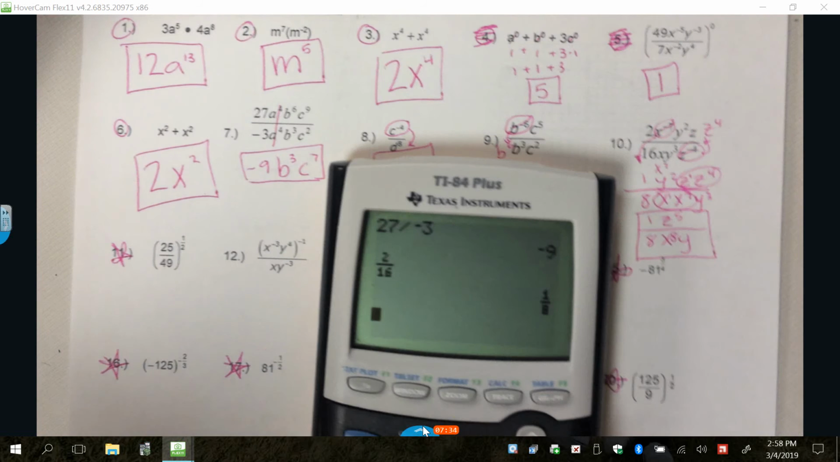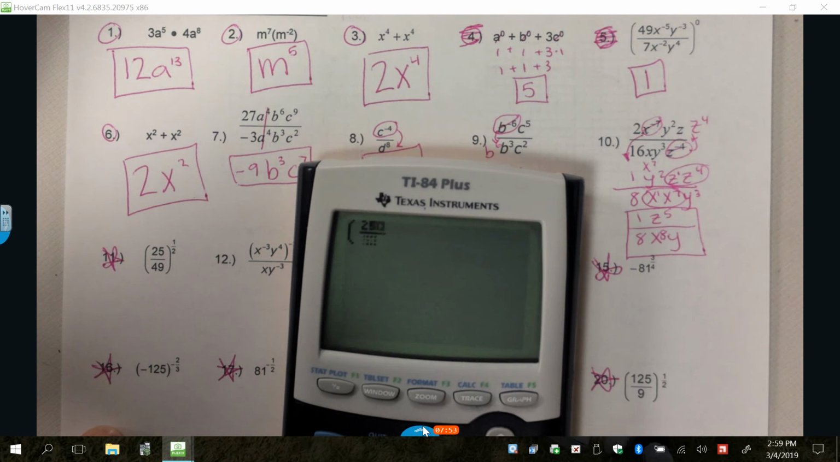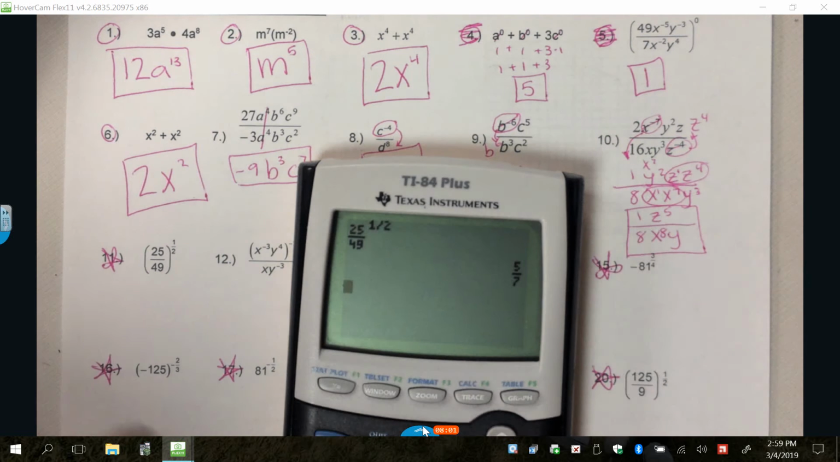Okay, number 11 can be done in the calculator. Alpha y equals, entered as a fraction. Dang it. So my answer would be 5 over 7.